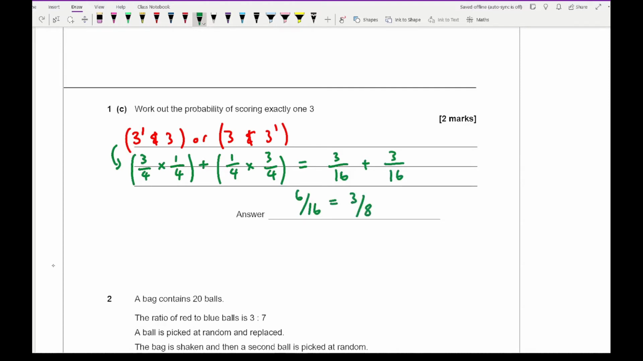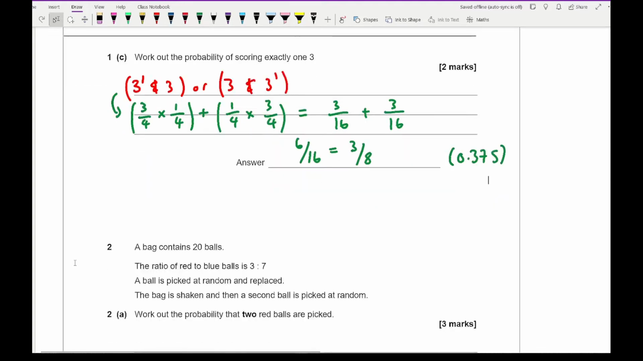And again, it's entirely up to you whether you write it as a fraction or you can write it as a decimal, and that as a decimal is 0.375 if you've opted for decimal multiplication and adding. But I would personally say working with fractions is definitely going to be the easier method.